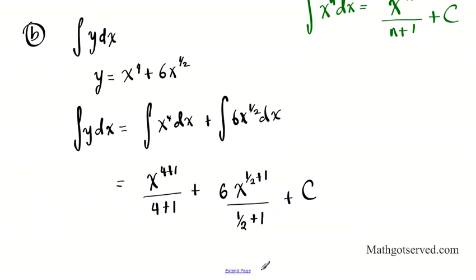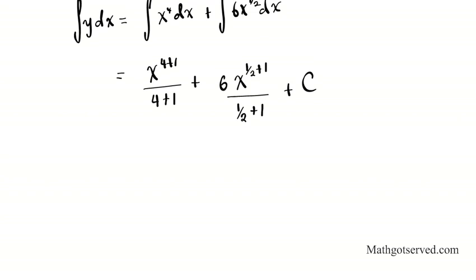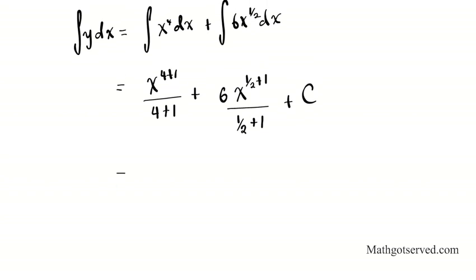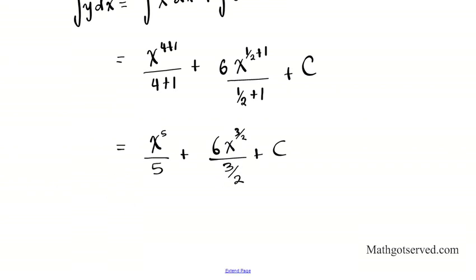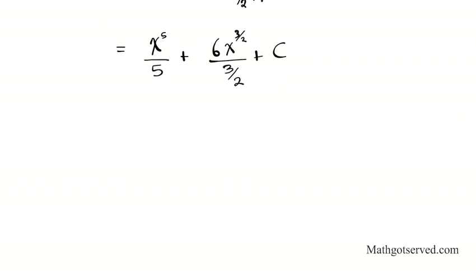Now let's simplify them as much as we can, and that will be our final answer. So this is going to become x to the 5th divided by 5 plus 6x, 1 half plus 1 is 3 over 2 divided by 3 over 2 plus c. Okay? So this doesn't look good. We have a fraction in the denominator, so how do we resolve that? To simply resolve that, all we do is we can multiply the numerator by the reciprocal of the denominator.